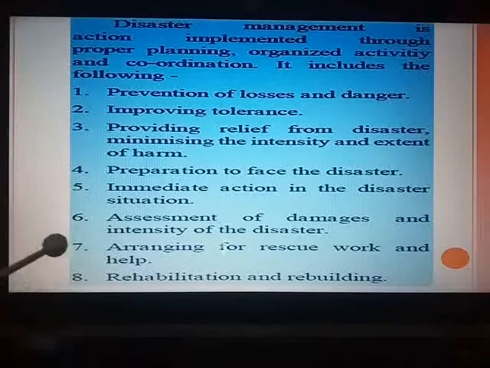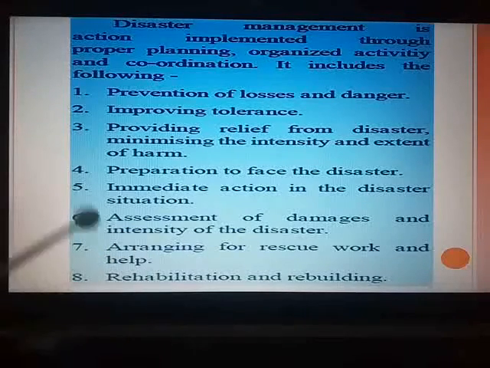Assessment of damages and intensity of the disaster. Not only the immediate help, but what danger, what harm is caused in that particular area, that has to be assessed. Because there are certain vehicles and all whose insurance policies are carried out. So through the different insurance companies, after assessment they get the benefits. Arranging for rescue work and help to rescue the people.